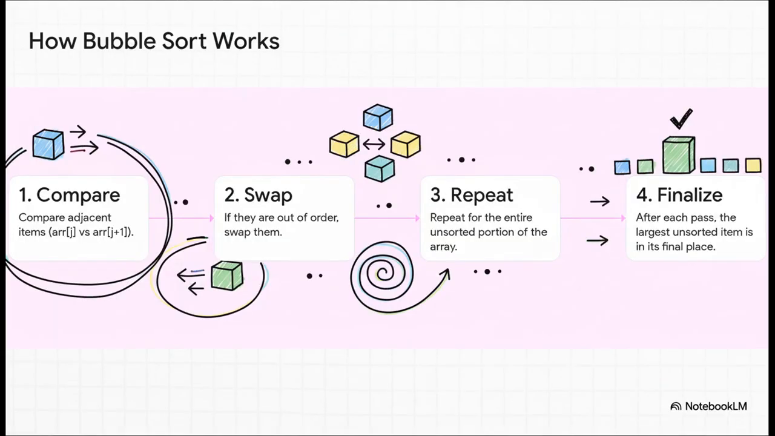The process is super methodical. You look at item 1 and 2, swap if you need to. Then you look at item 2 and 3, swap if you need to. You do that all the way down the line. After you've done that one full pass, the single largest number is guaranteed to be in its final spot. Then you just do it again. And with every pass, the sorted part at the end gets a little bit bigger.